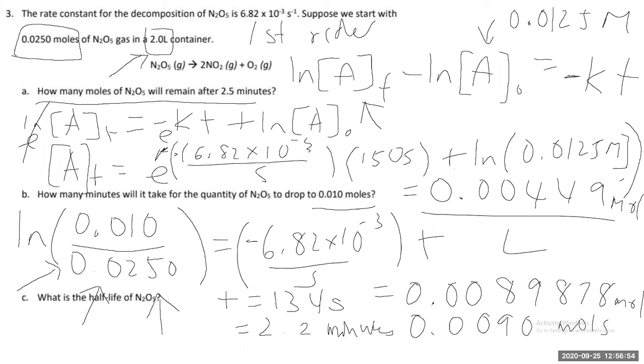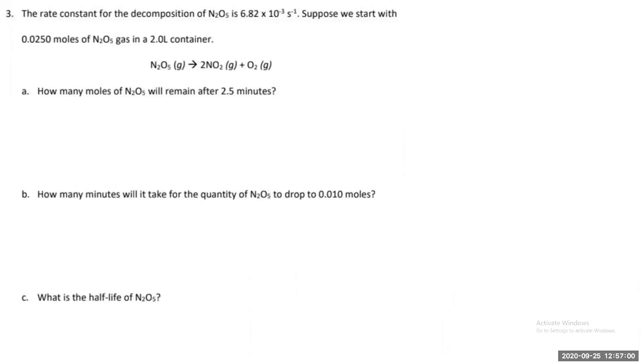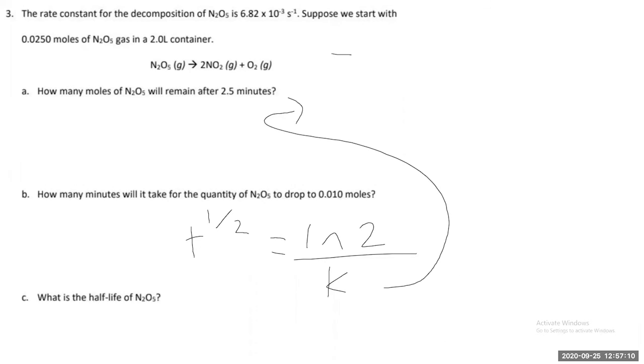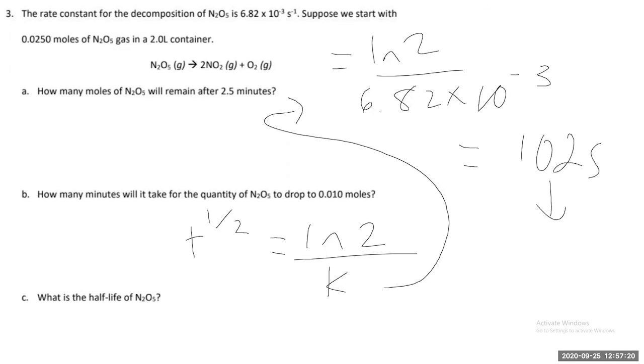So what is the half-life of N2O5? That's an easy one. The equation for that is t1/2 equals ln of 2 divided by your k value. So ln of 2 divided by the k value, 6.82 times 10 to the negative 3, gives me a value of 102 seconds, or 1.70 minutes.